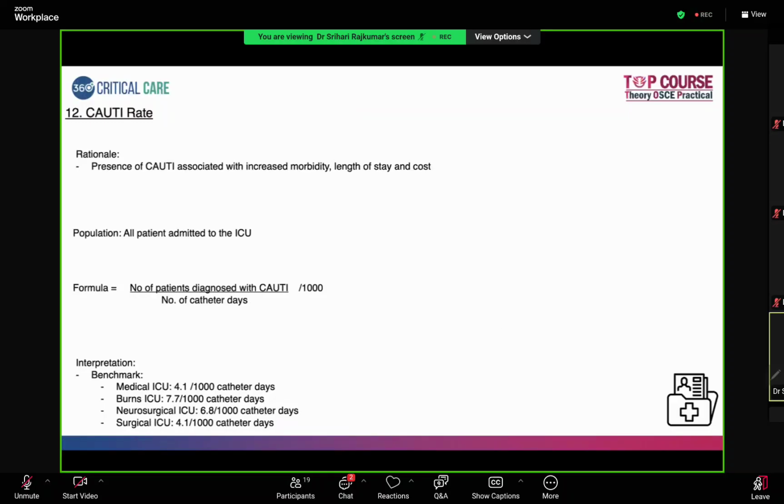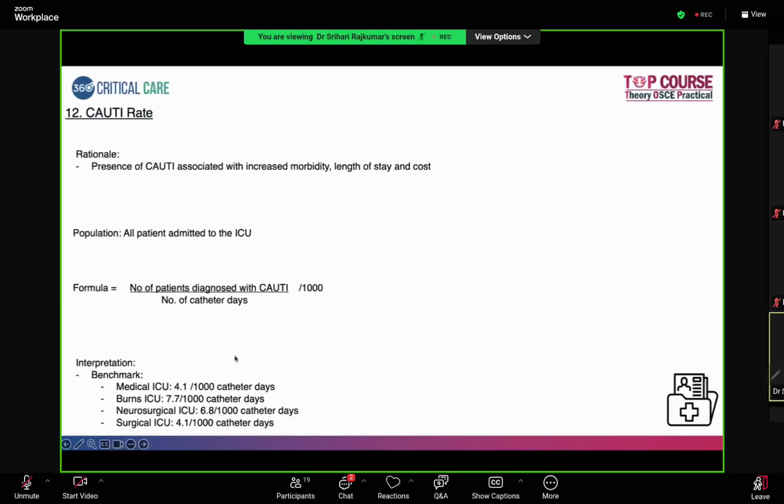With regard to CAUTI rates, the formula is, again, the number of patients diagnosed with CAUTI divided by the number of catheter days. Like I said, this is the same thing. During the midnight census, when they calculate the ICU bed status, they also calculate the intubation rates, the number of patients with central lines, and also they will assess the number of patients who have a Foley's catheter in situ. So based on that, if one day they have two patients with the catheter, on another day they have 5, then it is calculated for 30 days. The number is taken, then it is averaged. So that will be your number of catheter days.